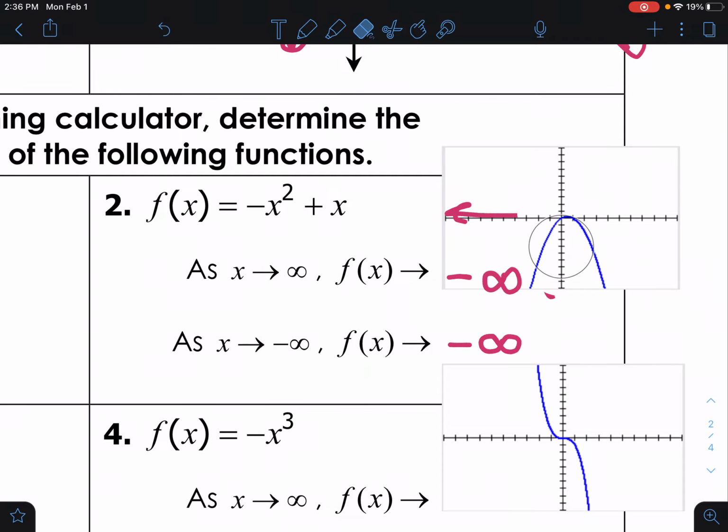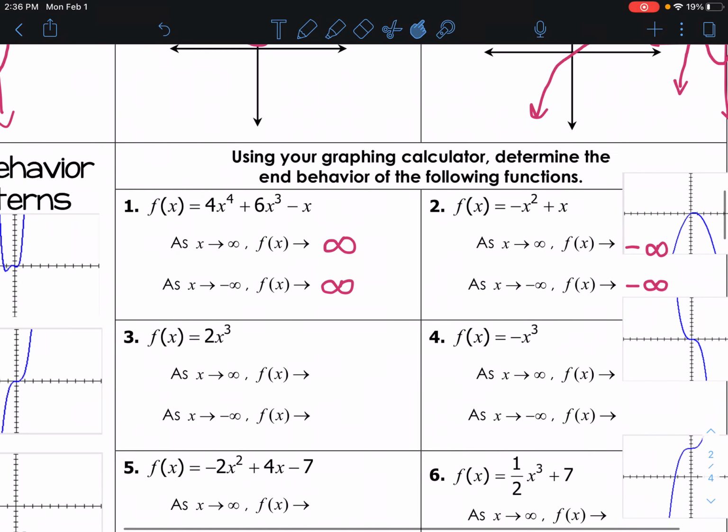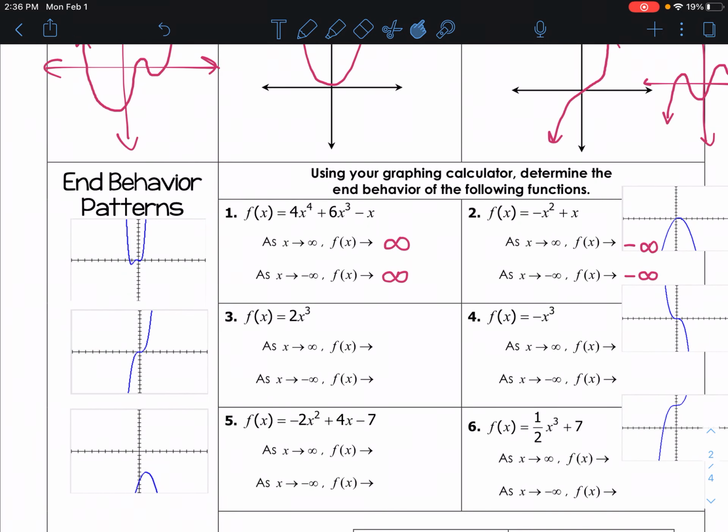Okay. I hope that makes some sense. Let's keep going so you get a little used to this.